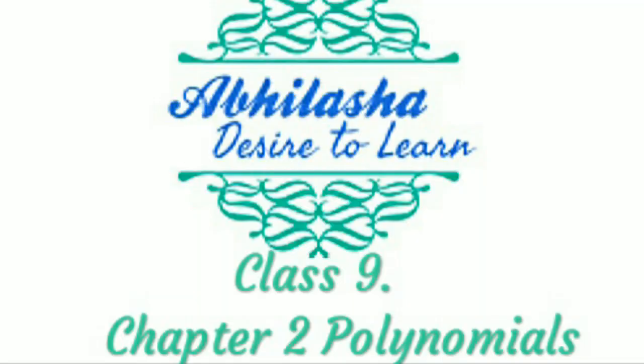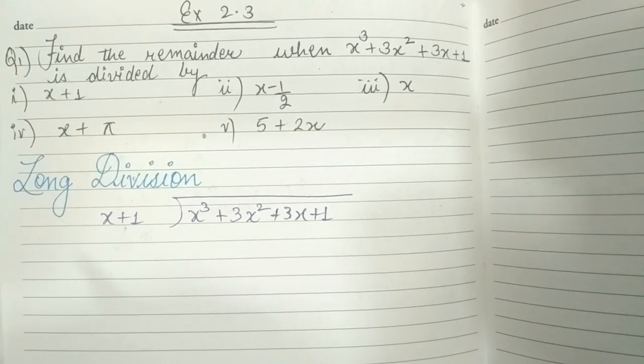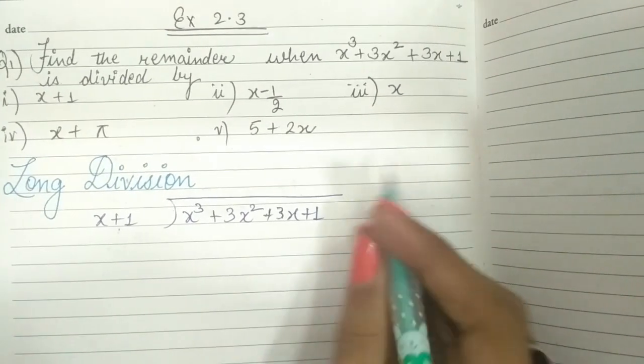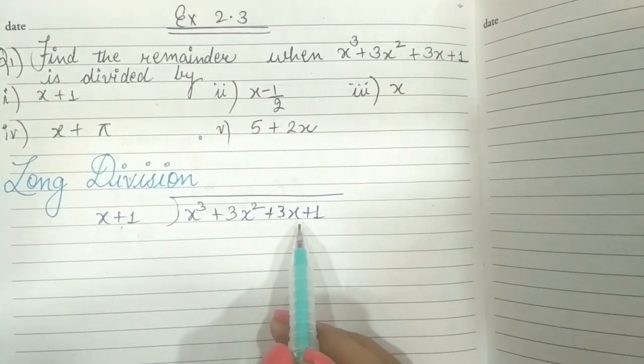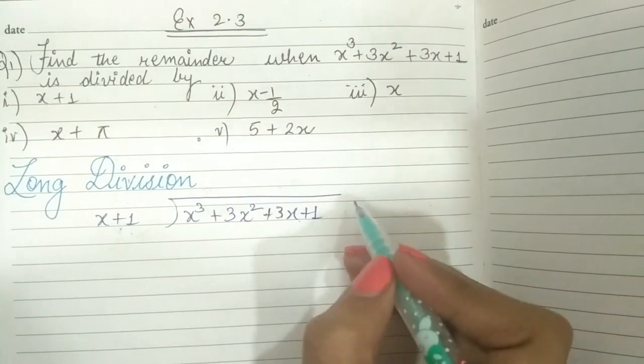In the first question of exercise 2.3, it is asked, find the remainder when x cube plus 3x square plus 3x plus 1 is divided by x plus 1. So, in the previous classes, we have already studied the long division method. First, let's give a review to it. We have to divide x cube plus 3x square plus 3x plus 1 by x plus 1.